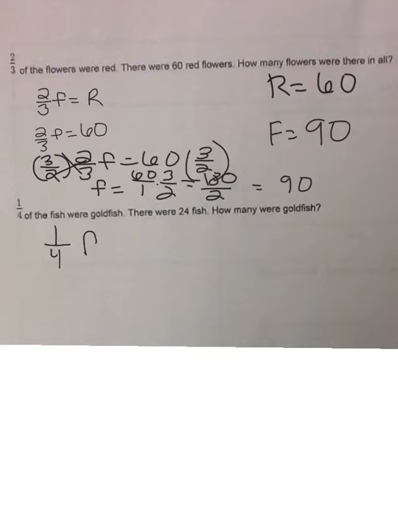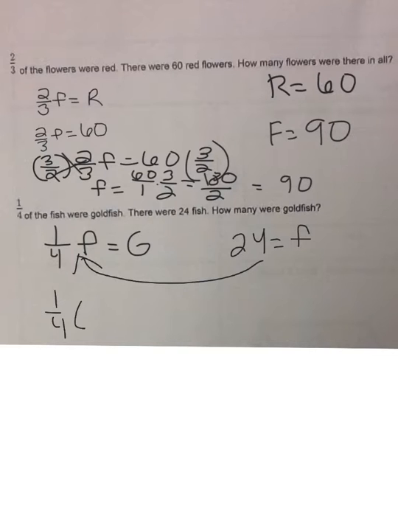1/4 of the fish were gold. There were 24 fish. Because I know what my number for fish is, I can substitute that into my equation. So 1/4 of the fish, 24 fish, were goldfish. Now, since my equation has only one variable, I can solve.